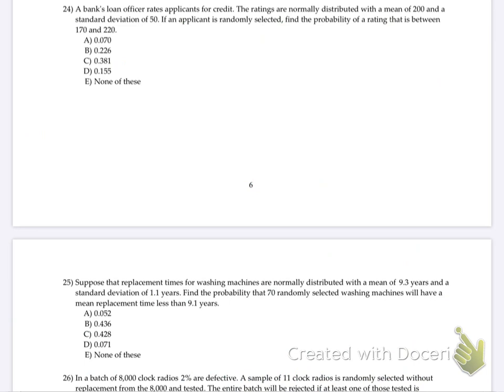24? Okay, so 24. A bank's loan officer rates applicants for credit. The ratings are normally distributed. There's our key word, huh? It's another bell curve problem. Normally distributed, with a mean of 200, standard deviation 50, and an applicant is randomly selected. Find the probability the rating is between 170 and 220. You could probably do this one without drawing a bell curve, but it might be helpful. Draw a bell curve. The middle, the mean, is 200.